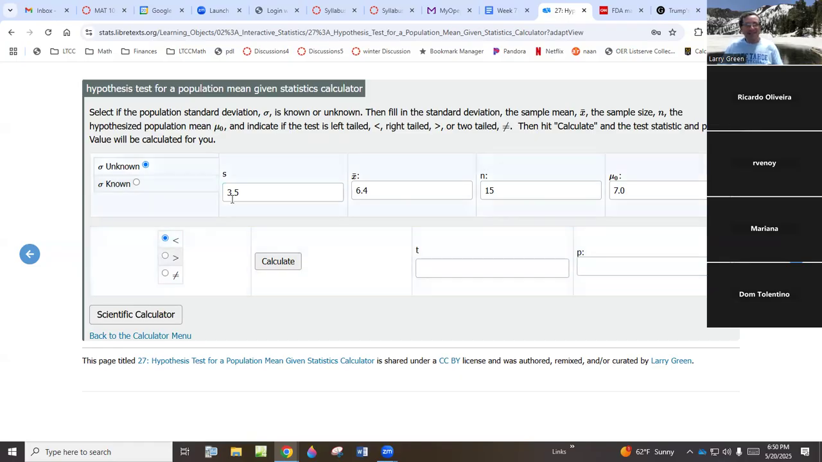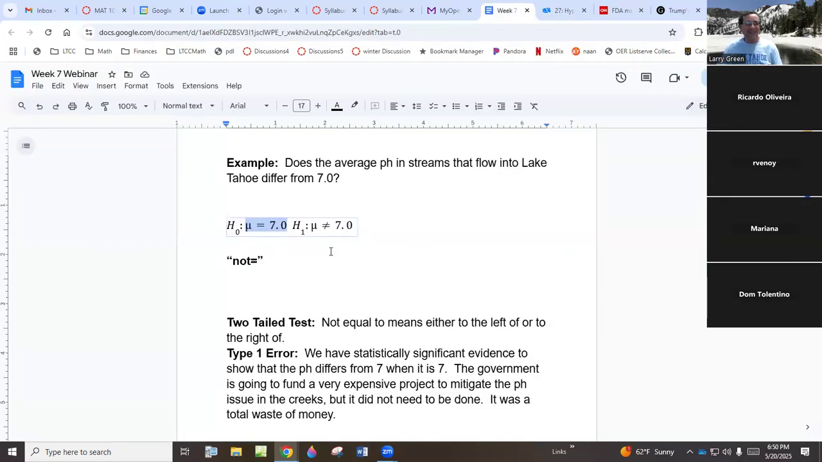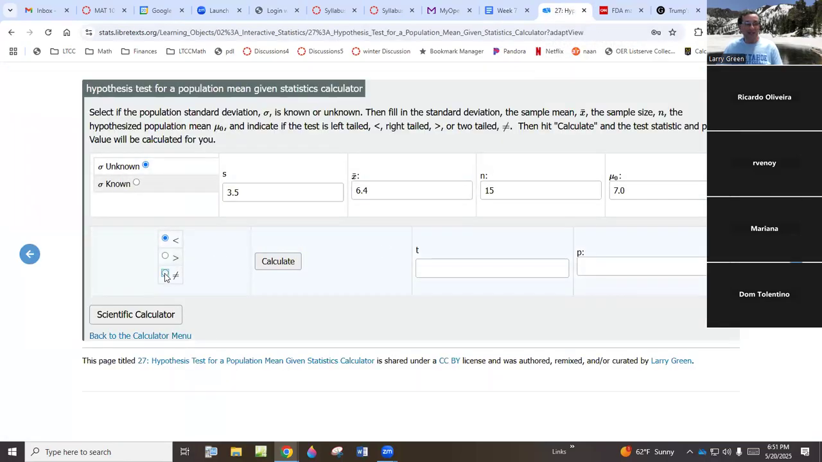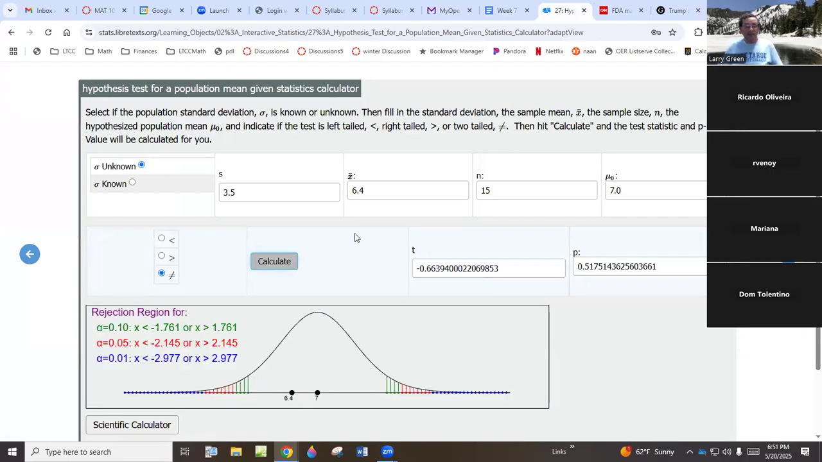I don't see jumping in. Let's look again. So the key is, what do you see? Yeah, not equal to. Okay, so not equal. So I'm going to click on the not equal to. Then I hit calculate. And there we go. It gives a bunch of things.